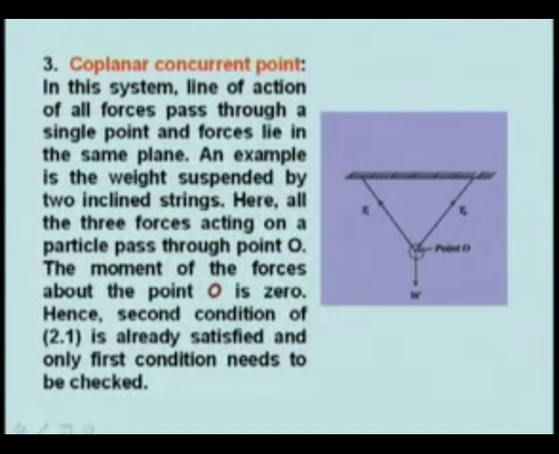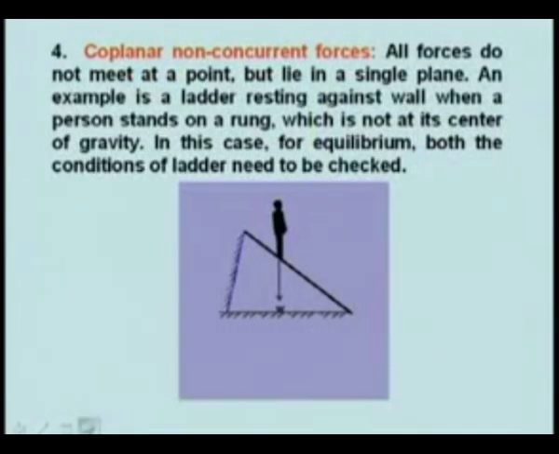The moment of the forces about the point O is 0, hence the second condition is already satisfied and now you can use only the first condition. So, you have a constraint on the forces given by the first condition, that the vertical component of the forces should be 0 and the horizontal component of the forces should be 0. So, these can be found out.